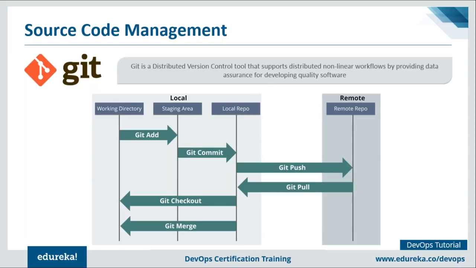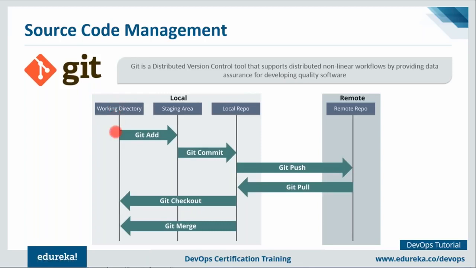Now, Git is a distributed version control tool that supports distributed non-linear workflows by providing data assurance for developing quality software, right? So it's a pretty tough definition to follow, but it'll be easier for you to understand with the diagram in front of your screen. For example, I am a developer and this is my working directory, right? Now what I want to do is make some changes to my local repository, because it is a distributed version control system. I have my local repository as well.